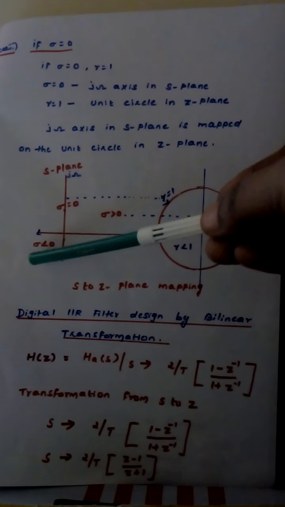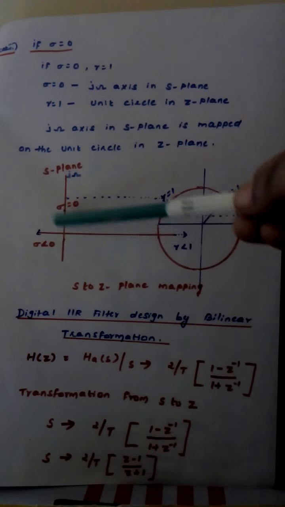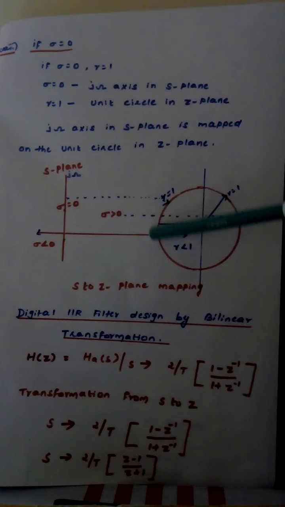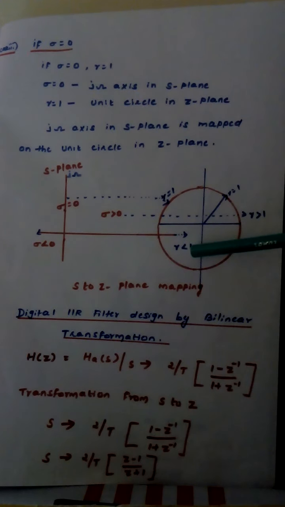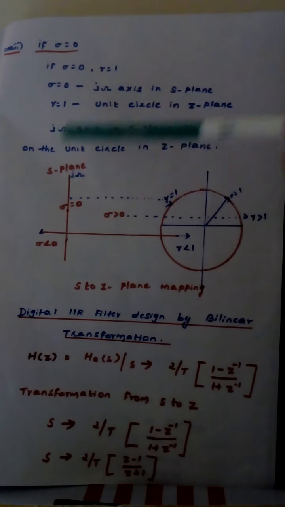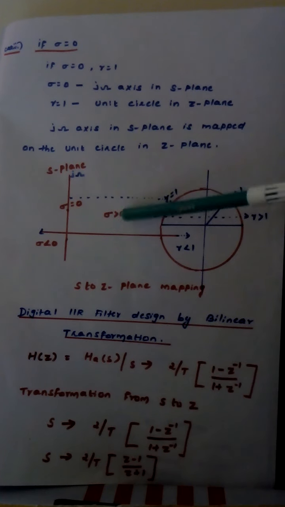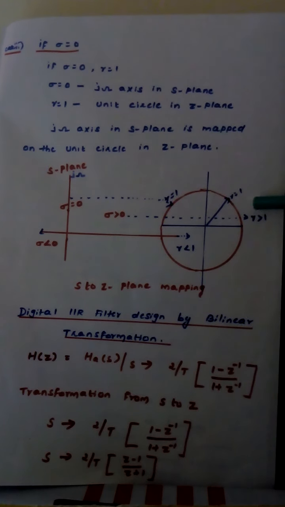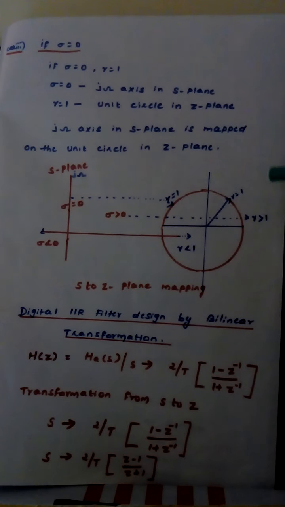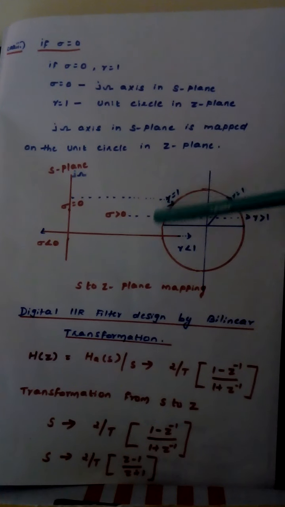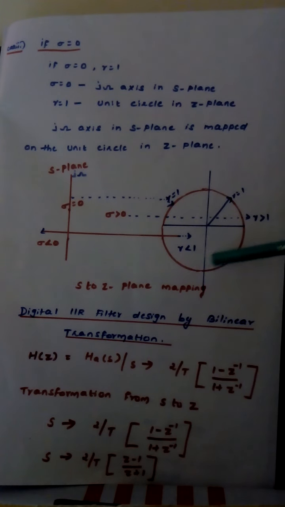Here if sigma is less than 0, that means all the poles are lying on the left hand side, that is mapped onto the inside of the unit circle in the Z plane, that is R is less than 1. The system will be stable. When sigma is greater than 0, it is lying on the right hand side of the S plane. So that means all the poles are lying outside the unit circle. That means the system will be an unstable system, and if it is on the j omega axis, it is mapped onto the unit circle. Those are the three conditions we can see here.